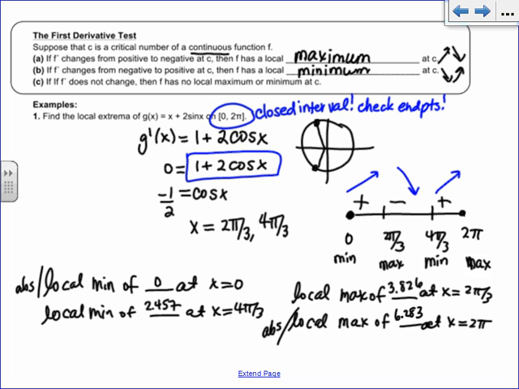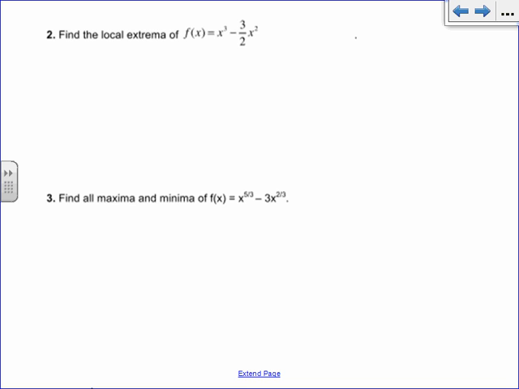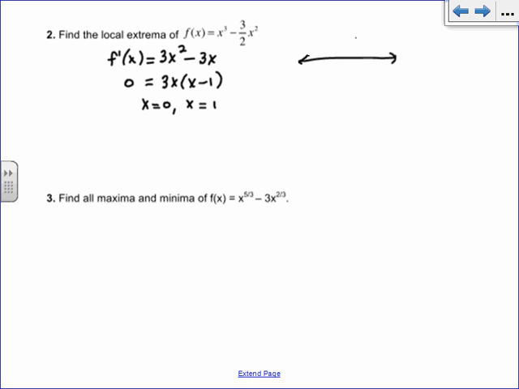All right, next up. Number 2 says find the local extrema of f of x equals x cubed minus 3 over 2 x squared. Go ahead and take the first derivative and find the critical values. So you get 3x squared minus 3x. We pull out the common factor of 3x, so we get x minus 1. We set it equal to 0, so we get x equals 0 and x equals 1 as our critical values.